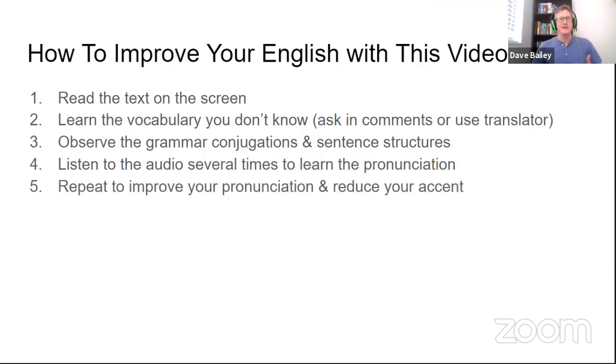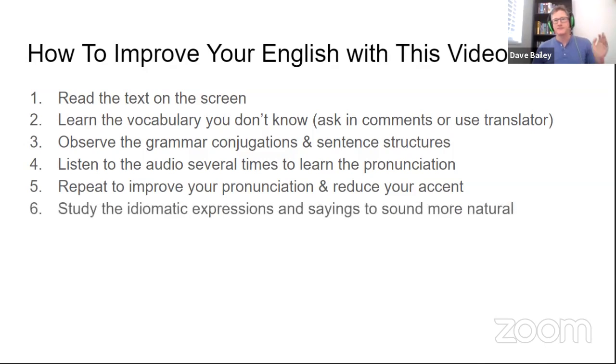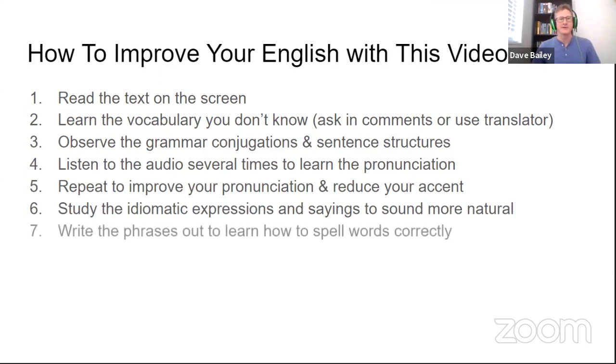Number five, repeat along with me to improve your pronunciation and reduce your accent. Okay, so you can do that in the follow up after we've recorded the live. You can go back and repeat along the words that give you trouble. Number six, study the idiomatic expressions and sayings to sound more natural. I've highlighted some of them in the video.